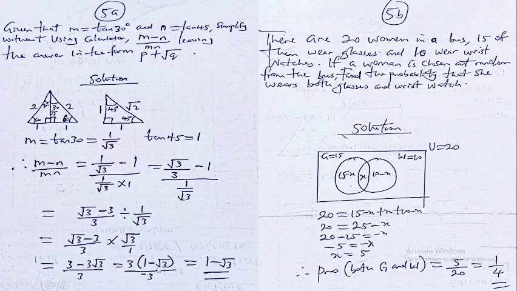We have 3 into 1 minus root 3, then over 3. Then 3 can take care of this 3. We have 1 minus root 3 as the value of m minus n over mn. So that's the solution for question number 5a of the WAEC General Mathematics 2022 theory part of the question.